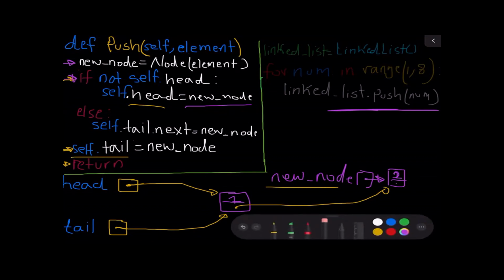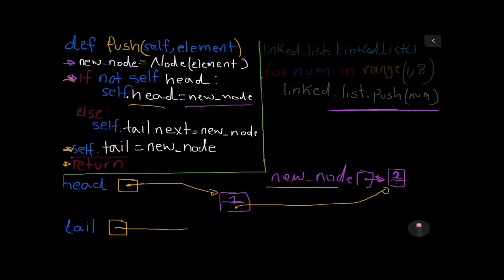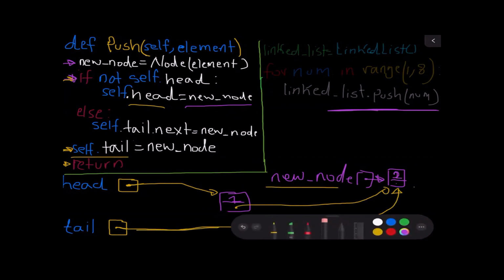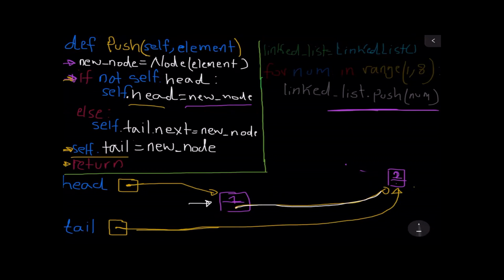Now we are right here, and then we say self.tail is equal to new node. Now, rather than just pointing here, what happens? We point to where the new node is. Now we get out of the function, and then this goes away. And then we continue doing the process until the end of the for loop, and then that's all.